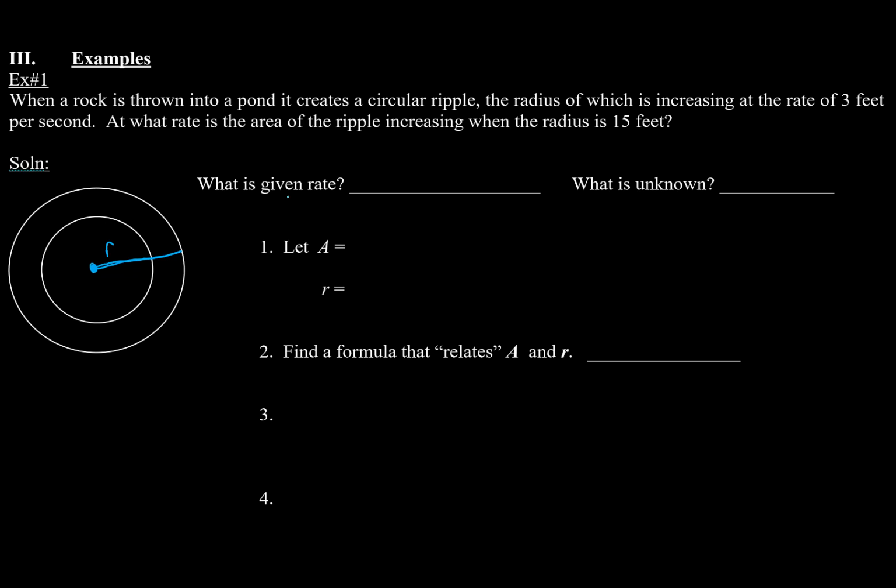Let's look at what they're giving us. So the given rate in this case is the radius. They're saying that the radius is increasing at a rate of 3 feet per second. So the change of my radius with respect to time, dr/dt, is 3 feet per second. And they want to know the rate at which the area of the ripple is increasing when the radius is 15 feet. So what I don't know is the change in my area with respect to time, dA/dt, and that's going to be a feet squared per second type of unit.